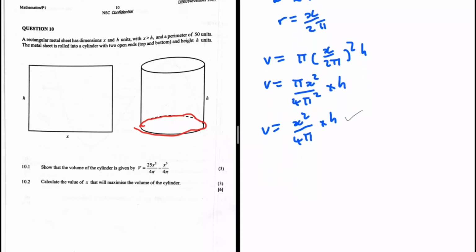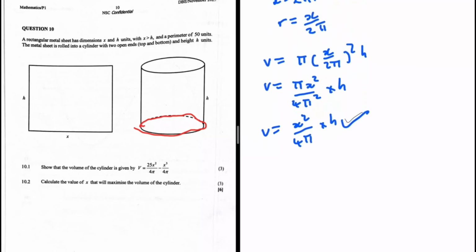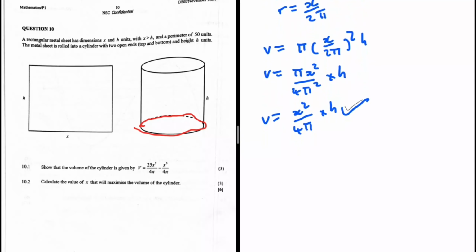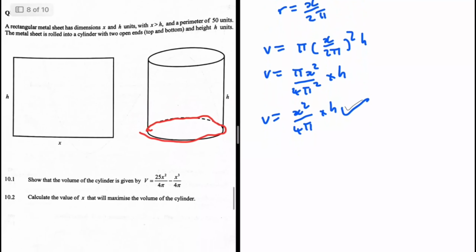Right, so we have a problem. This does not look like what we're trying to show. So what do we do in a situation like that? We have to go back to the information. We're told that the perimeter is 50 units. So that says to us 2h plus 2x is equal to 50.